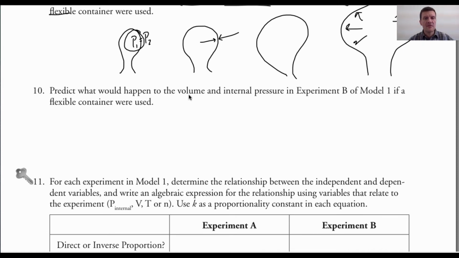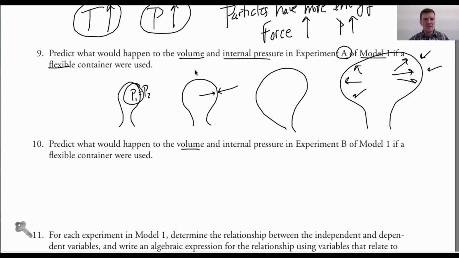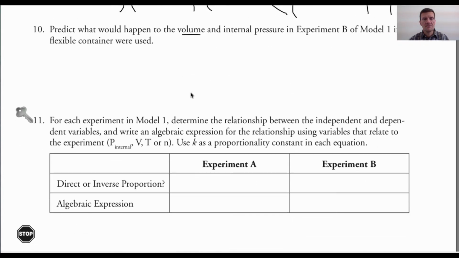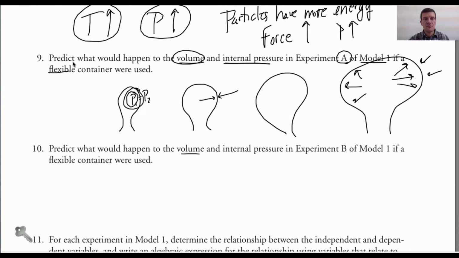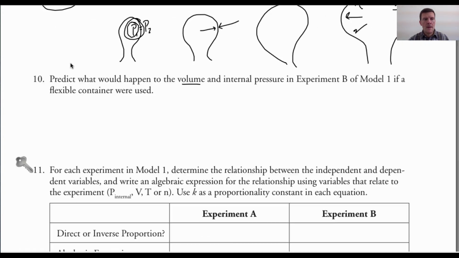Predict what would happen to the volume. So did I answer that question? Yes. What happened to the volume? Volume is going to increase. Internal pressure is going to always get back to where it is equal to the external pressure. It's going to be the same as it was originally. Remember, that's for a flexible container, like a balloon.